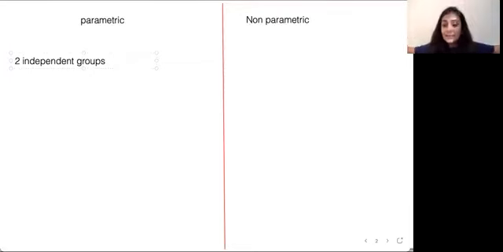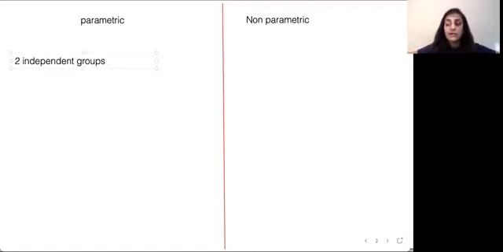Two completely separate groups. Let's say you have 30 people, they're divided into 15 in group A, 15 in group B. They are not connected. They're given group A, group B, and they both are given separate interventions. Either one is a control group or it's given a separate intervention. That's going to be your two independent groups.